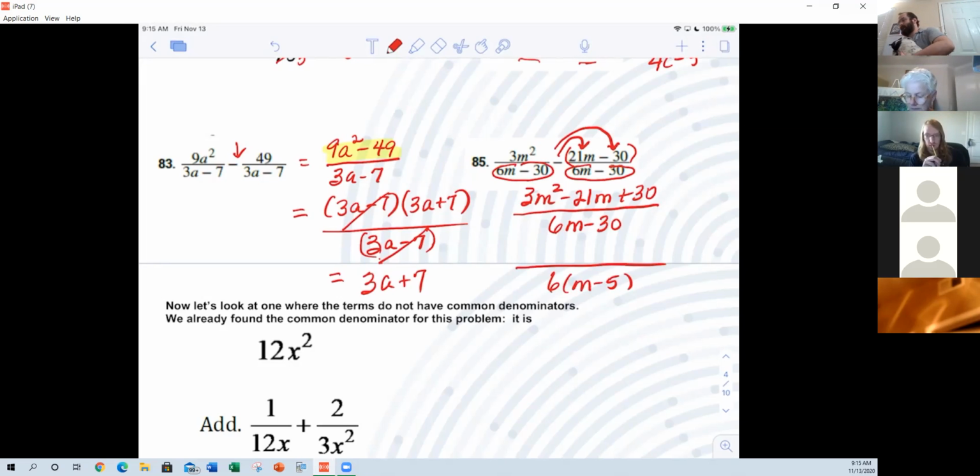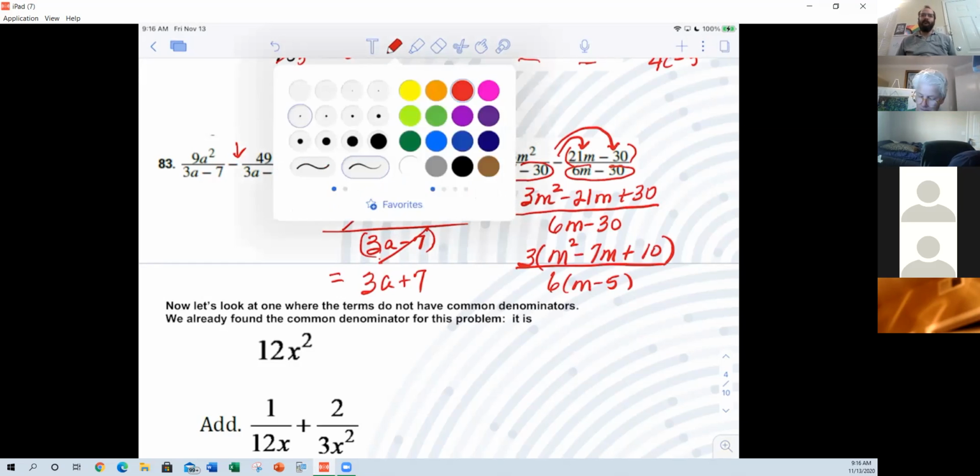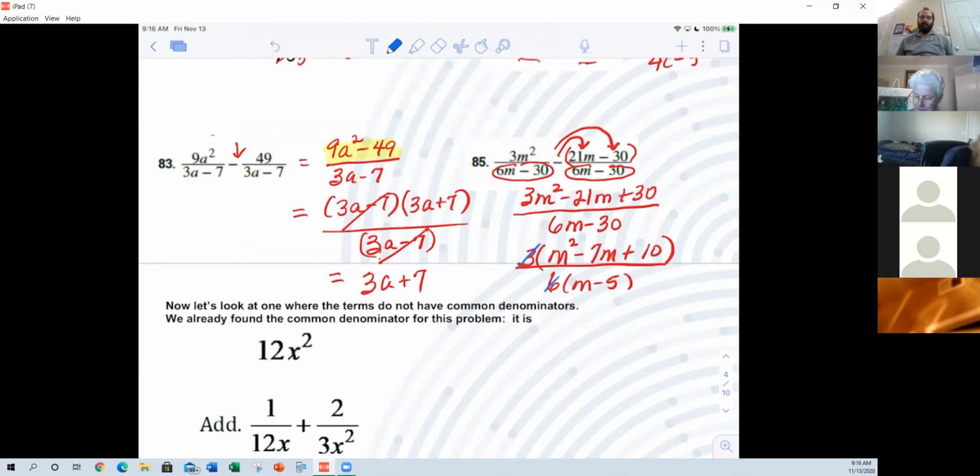Well, we can take the GCF of 3 out of both sides. So it should be m squared minus 7m plus 10. Keep going. Okay, and then you can reduce the 3 and the 6. And it should reduce to m squared minus 7m plus 10 over 2 times m minus 5.